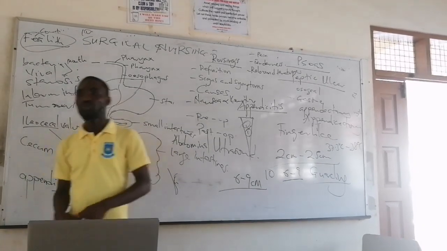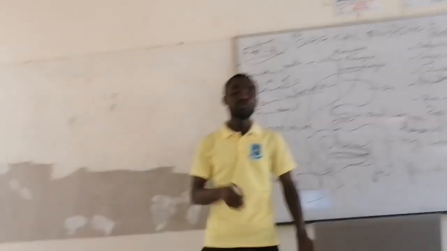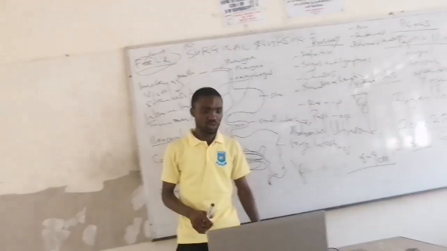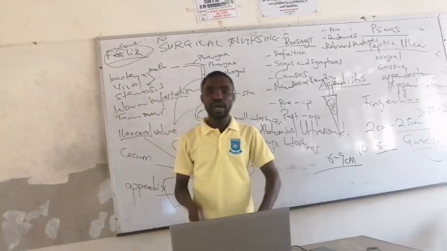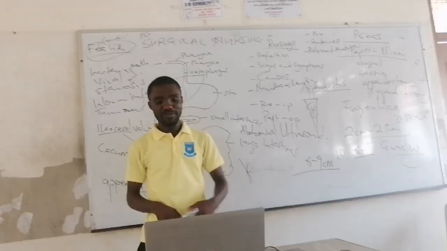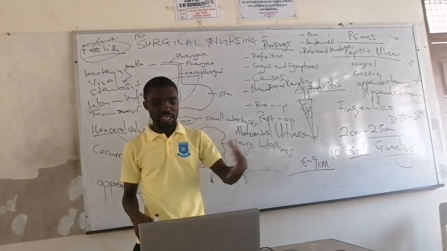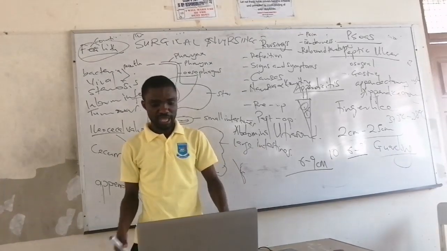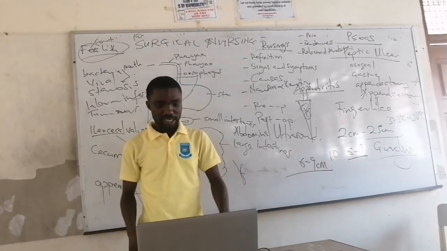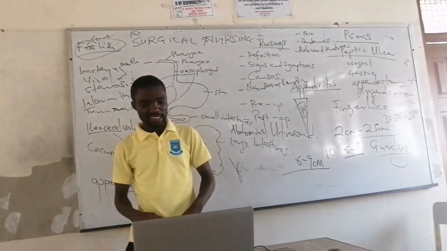And then with this condition, you are not sure what is happening, so it's best you manage the patient on nil per os, so you don't give anything by mouth, and encourage the patient and relative not to take anything by mouth because the patient may be sent to the theater within a short period of time to help treat this condition, and the patient cannot be sent to the theater when the patient has eaten.